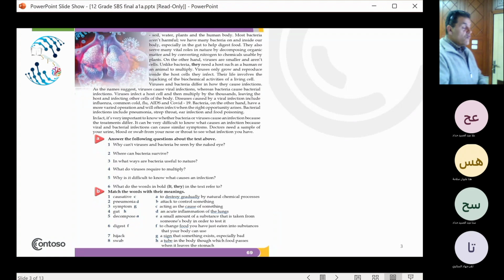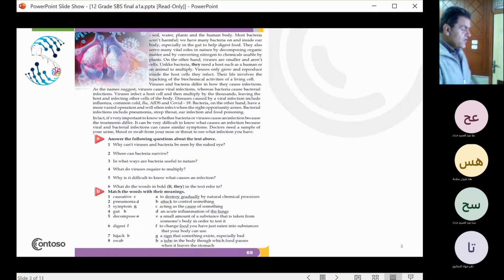The seventh word is hijack. What does it mean? Let's discover. Hijack means attack to control something. The key word here is attack.